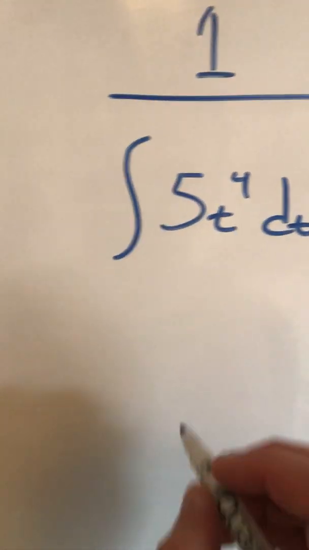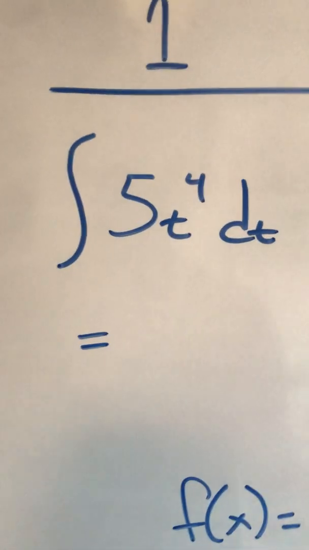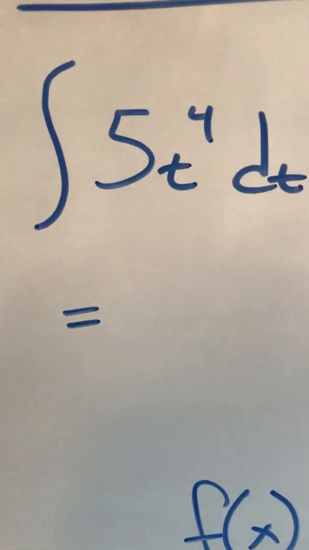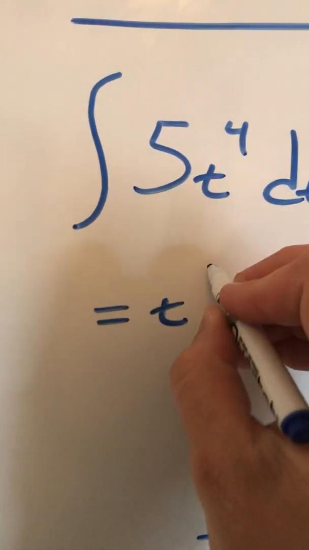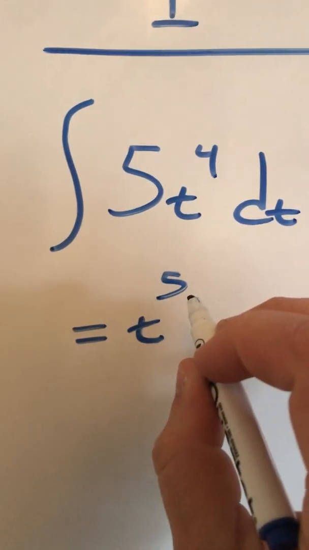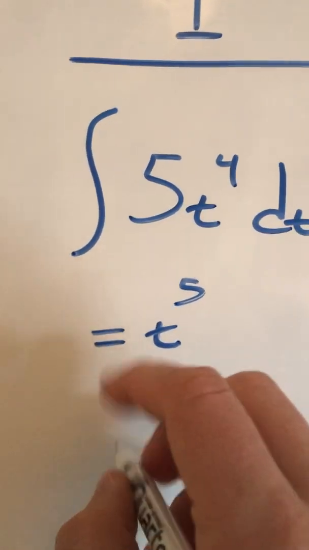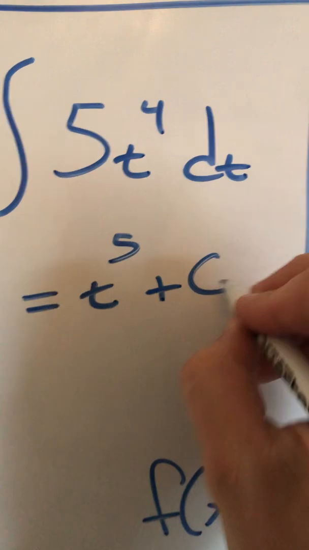So for instance, this guy up here, I first off asked, can I do a basic integration power rule? Which in this case, I totally can. Add 1 to the power, divide by the power you land on, so the 5's will cancel, and tack on the plus c.